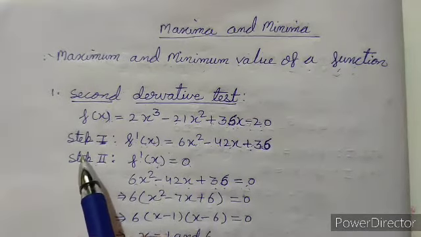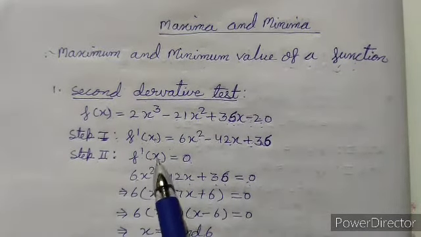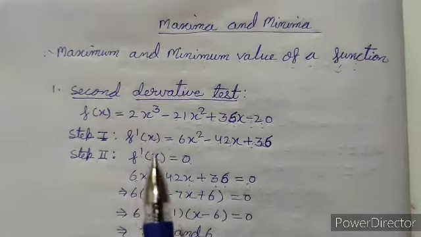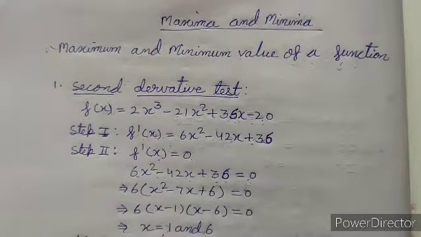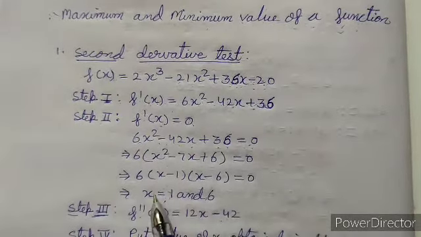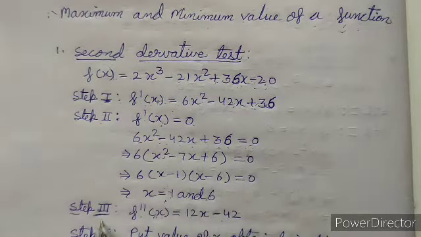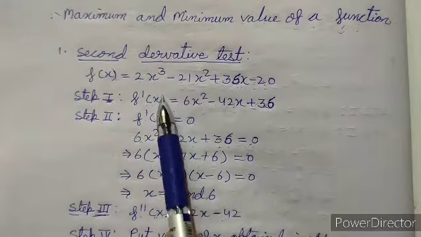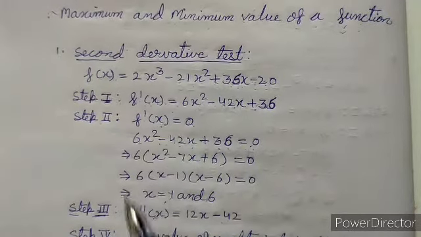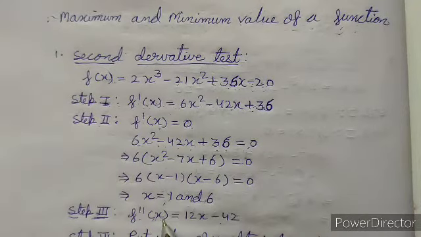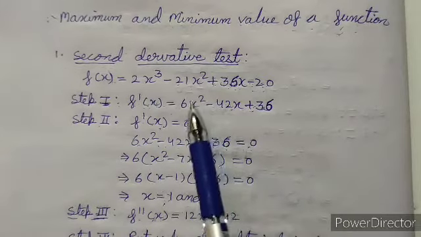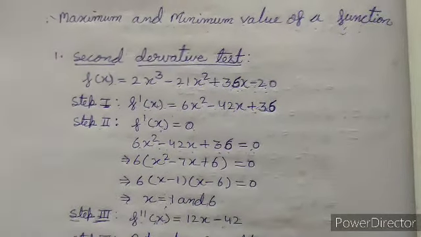Now in the second step we will take f'(x) = 0, and from this we are getting the value of x as 1 and 6. Now in the third step we will differentiate this f'(x) with respect to x to find f''(x), and that will be 12x - 42.